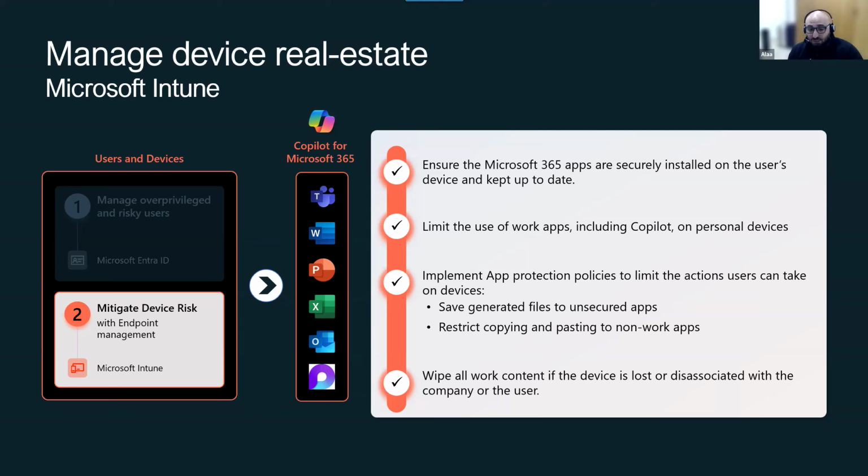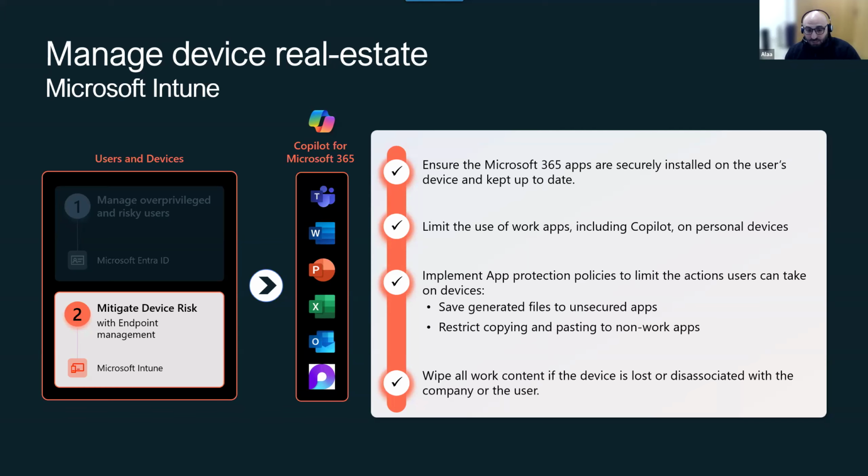Second point is capabilities for Microsoft 365. Intune ensures that all Microsoft 365 applications are securely installed on user devices and kept up to date, preventing vulnerabilities. Also, limit the use of work apps, including Copilot, on personal devices to maintain security and compliance.